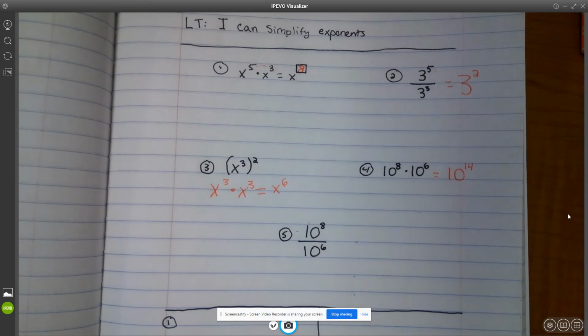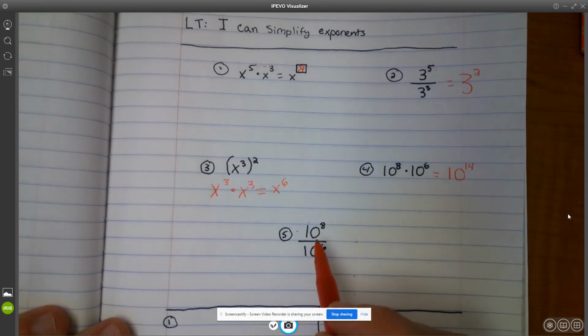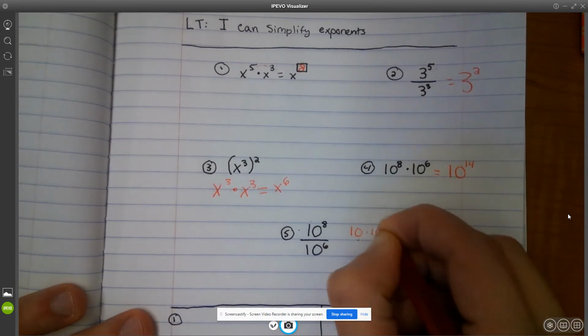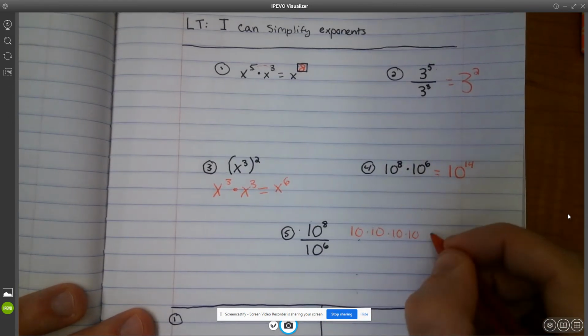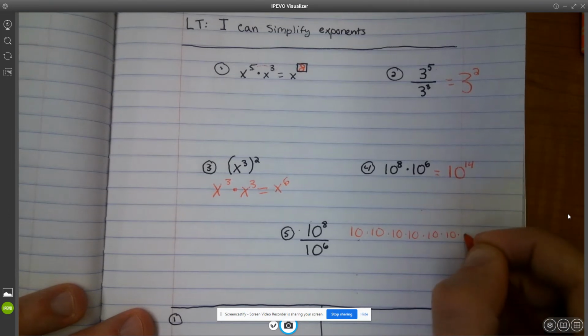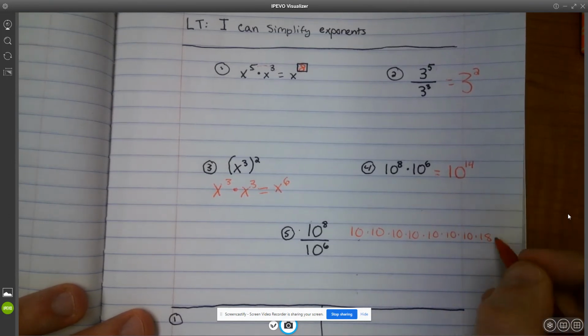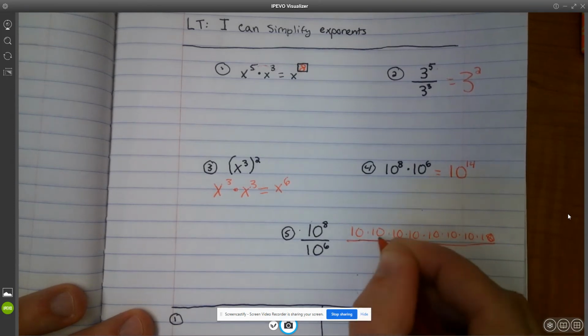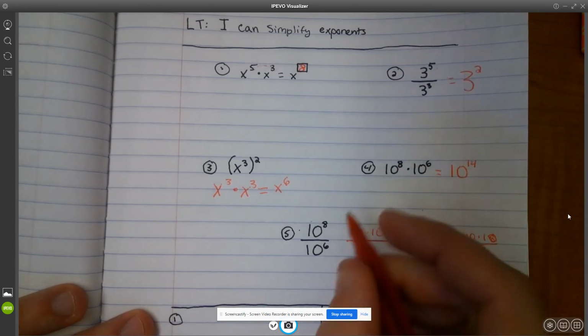And this final one, I'm going to kind of show you why this works. We have 10 to the 8th divided by 10 to the 6th. So this would be 10 times 10 times 10, 1, 2, 3, 4, 5, 6, 7, 8. 10 to the 8th divided by 10 to the 6th.